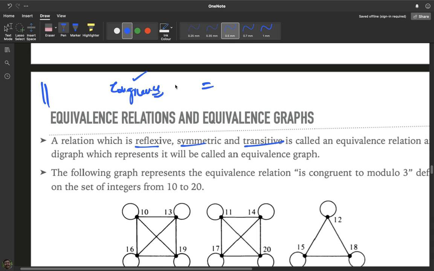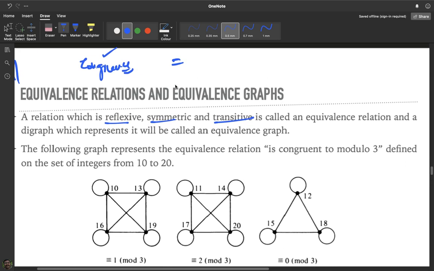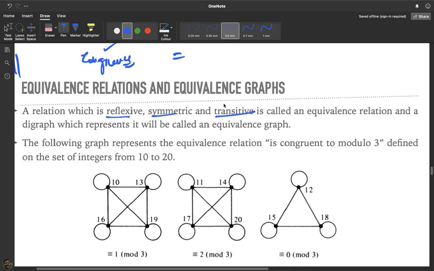Here we are not interested in equivalence relations themselves. We are interested in the graphs of equivalence relations. So what we have drawn here is the graph of the congruent modulo 3 relation on the numbers 10 to 20. This is how the graph will come.